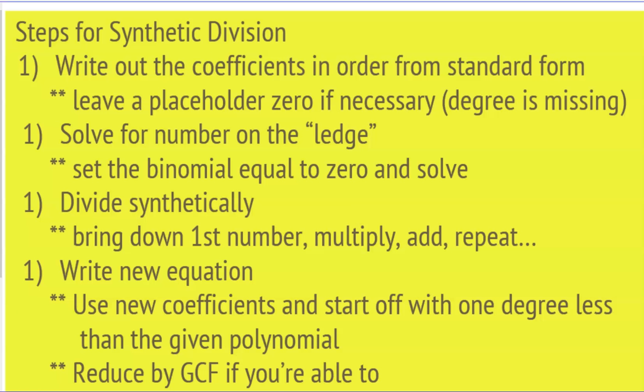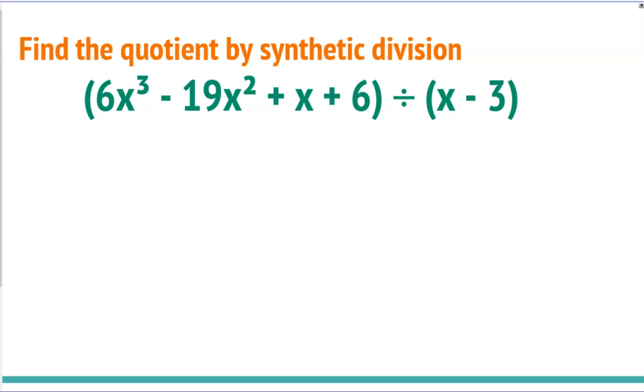I will show you how to divide by synthetic division. You bring your first number down. There's a multiply, add, repeat situation. I called it basketball. And then we're going to write our new equation using our new coefficients. Since we did divide, our answer will be 1 degree less than what we started with. Okay, so I'm going to show you an example here. 6x cubed minus 19x squared plus x plus 6. All right, this is already in standard form, so we're good to go.